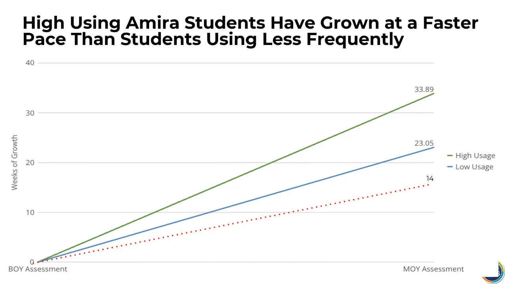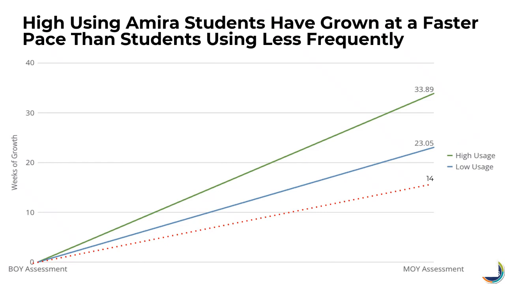in terms of growth. Amira has national averages of what we expect students to be able to grow within a period of time. So about 1 week of growth for 1 week of instruction, right? If we think about that, there have been 14 weeks between when we first screened and our middle of the year screening, you would see that red line. That red line is showing the 14 weeks of instructional growth that we would expect for students to be making. We then have the next line, which is blue, labeled as low usage.